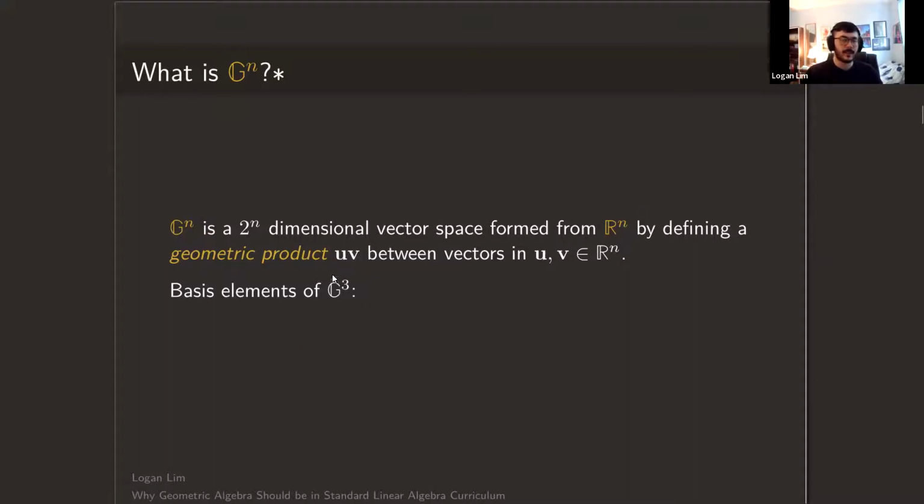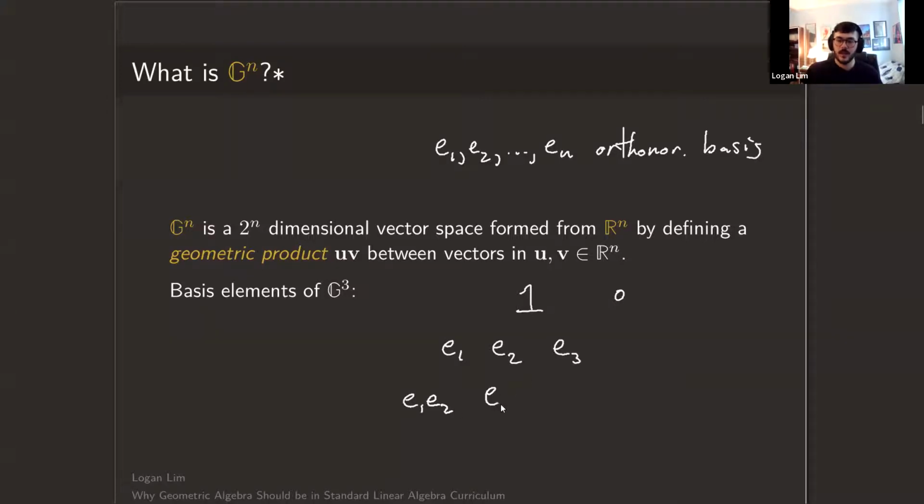So if we're talking about G3, let me just write out all the basis elements here. We have the scalar, the 0-dimensional one. We have the one-dimensional objects, which are the actual vectors themselves. This is the orthonormal basis, by the way: E1, E2, E3. From now on, this will be an orthonormal basis. And then we have these things called bivectors: E1E2, E2E3, E3E1. And then we have a single trivector, E1E2E3. So this is dimension 1, dimension 2, dimension 3.